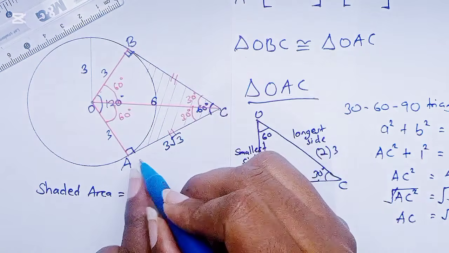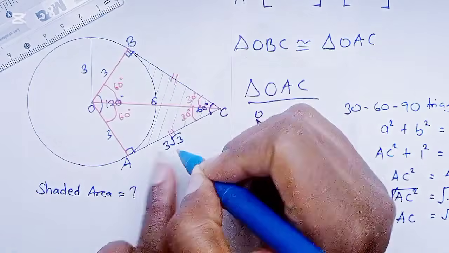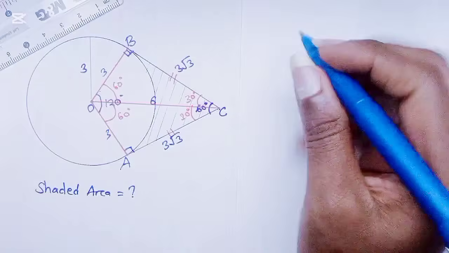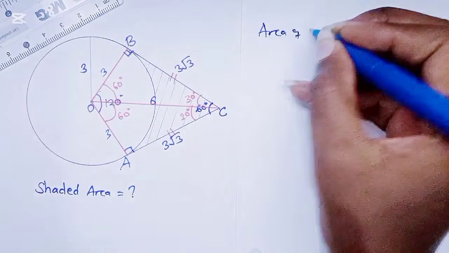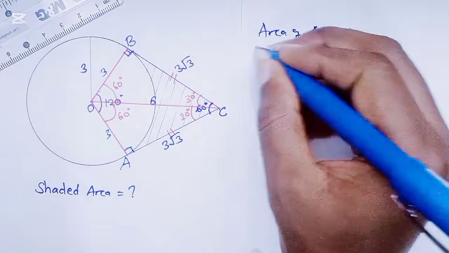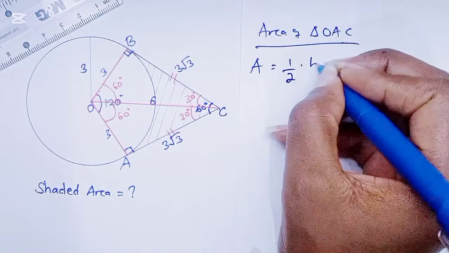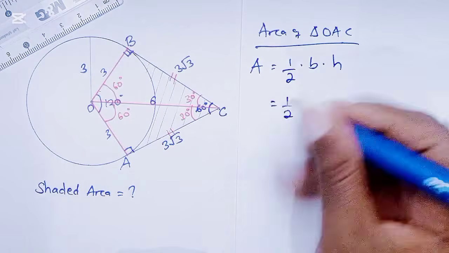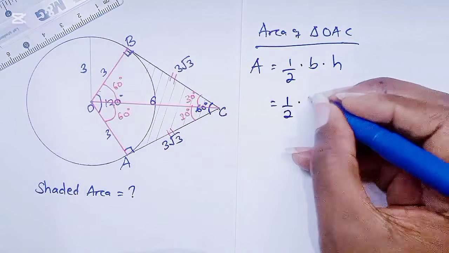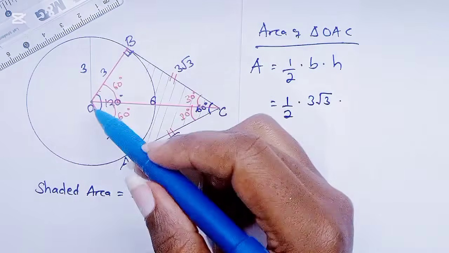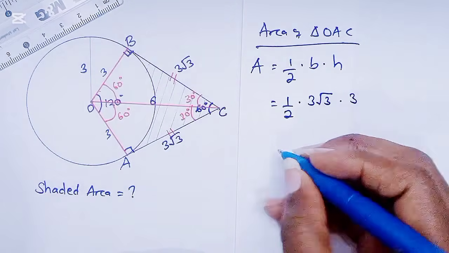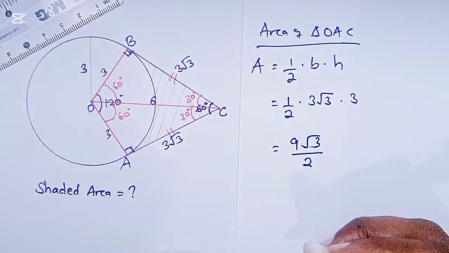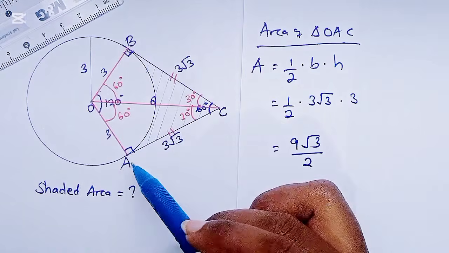Okay? But remember, SC is congruent to BC. Therefore, if this is 3 root 3, also this side is 3 root 3. So now let's find the area of triangle OAC. Okay, area is equal to a half times base times height. So it will be a half. The base is 3 root 3, and the height is OA, which is 3. So this will be equal to 3 times 3 is 9, so 9 root 3 over 2. So this is the area of OAC.